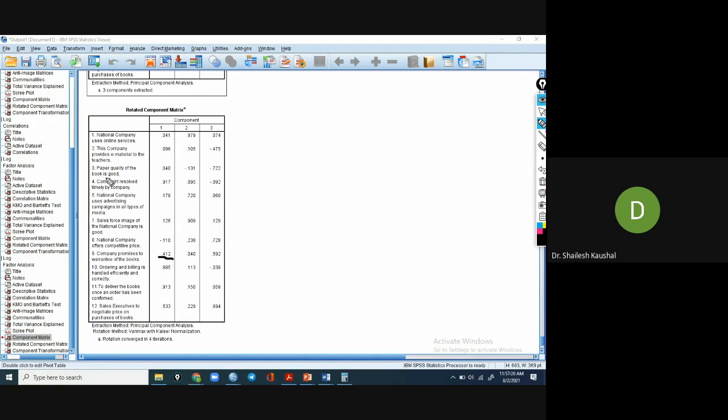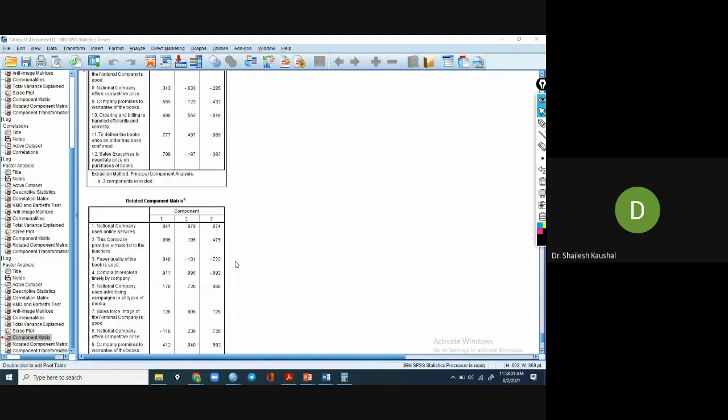Now you can see this variable number 9 and variable number 12, both variables are giving a high value under factor 1 and under factor 3. So we do not need these two variables, 9 and 12. We will re-specify, meaning we are removing both variables 9 and 12.